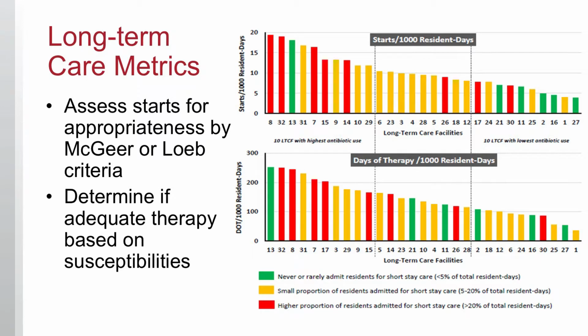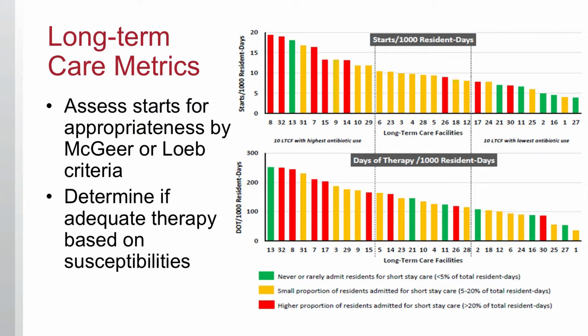So we were able to graph that, and you can really see the red are those high proportion facilities, and a lot of those fall into the top third of antibiotic starts. And then the green bars are the facilities that have a very low proportion of days as those short-term stays, so about less than 5% to be a green bar. And then the yellow were mainly in the middle. And the bottom graph is days of therapy, so kind of a similar phenomenon.